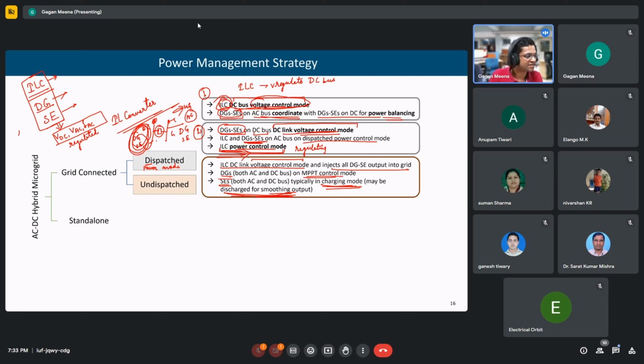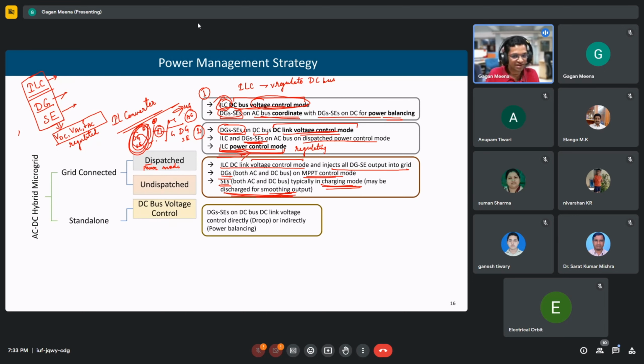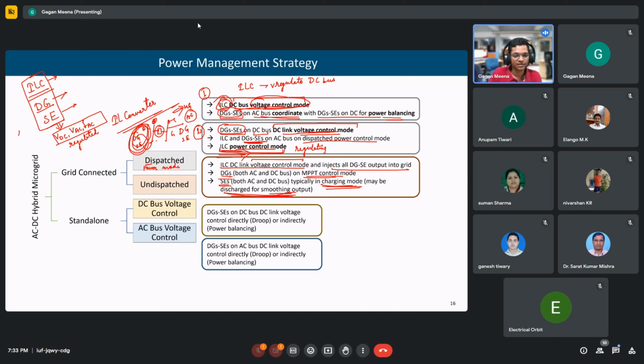Now this is for grid connected. What will happen now? The microgrid is standalone. So in that case, there are these two: DC bus voltage control and AC bus voltage control. In both the cases, generator and storage on the DC bus link voltage, they control either directly through group control or indirectly through power balance. Similarly for the AC bus also.